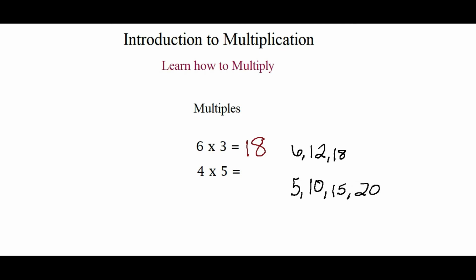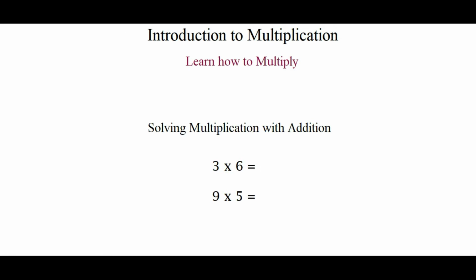And we stop right here because we're only counting in multiples up to 4 times because the problem is 5 times 4. So 20 is our answer. 4 times 5 equals 20. Remember, counting in multiples is one way to solve a multiplication problem.